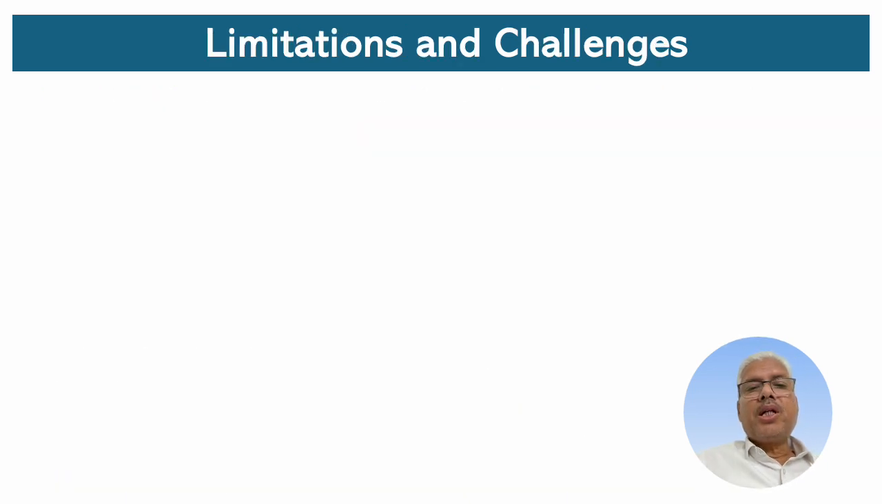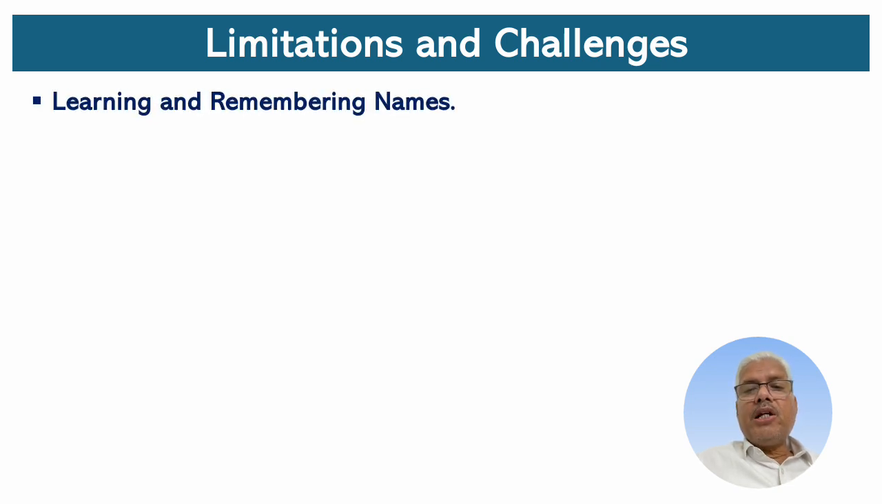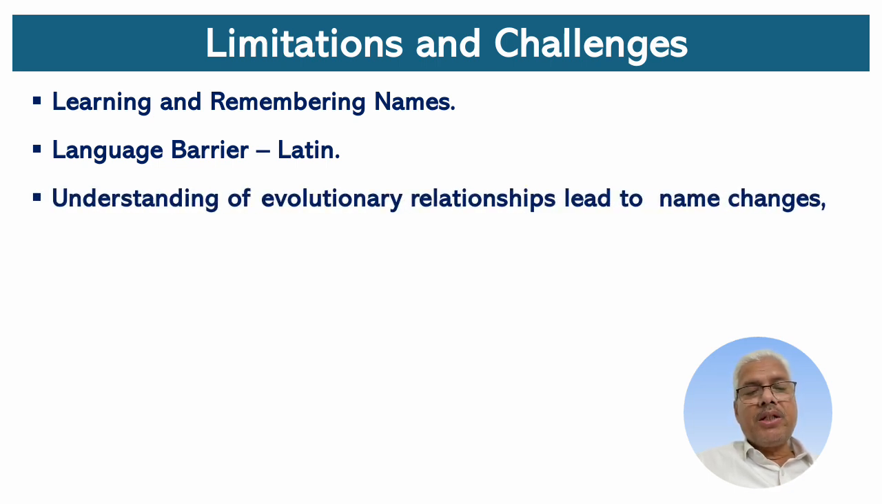While binomial nomenclature is incredibly useful, it is not without its challenges. Here are some of the limitations and challenges associated with the system. Scientific names can be long, complex, and difficult to pronounce, especially for non-scientists. Memorizing thousands of binomial names is challenging even for experts. Although Latin was historically the language of science, it is not widely spoken today. This can create a barrier for researchers and the general public who are not familiar with Latin.